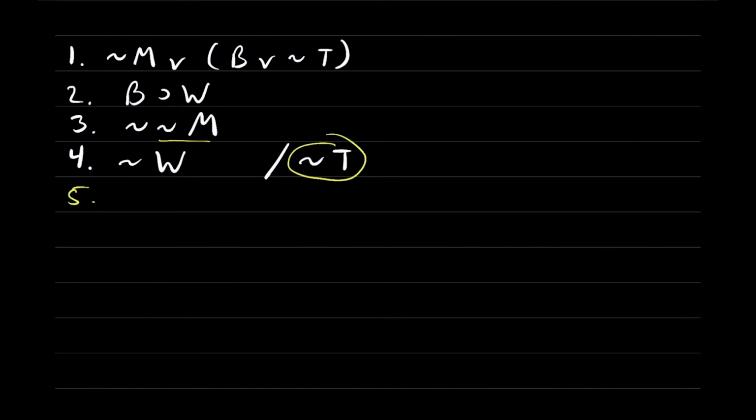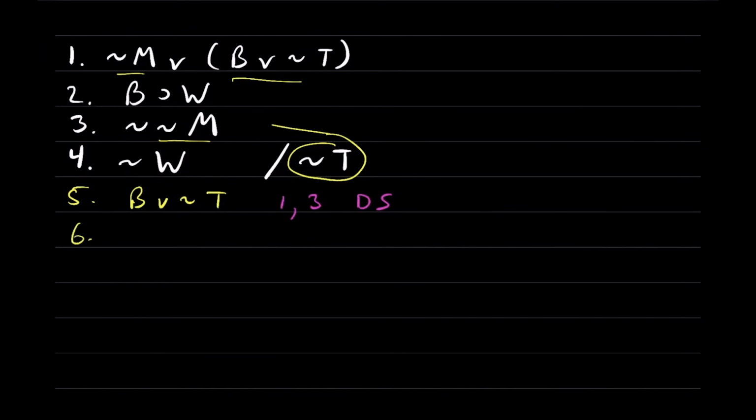Let's dive in. Add a new line, line 5. The first thing I notice is that line 3, not not M, is the negation of this disjunct right here in the first premise. The first premise says either not M or this expression in parentheses, B or not T. Line 3 is not not M. So we know that first disjunct, not M, is false. That's what not not M means. So from that, we can conclude B or not T. And that would follow from line 1 and line 3 by disjunctive syllogism, DS.